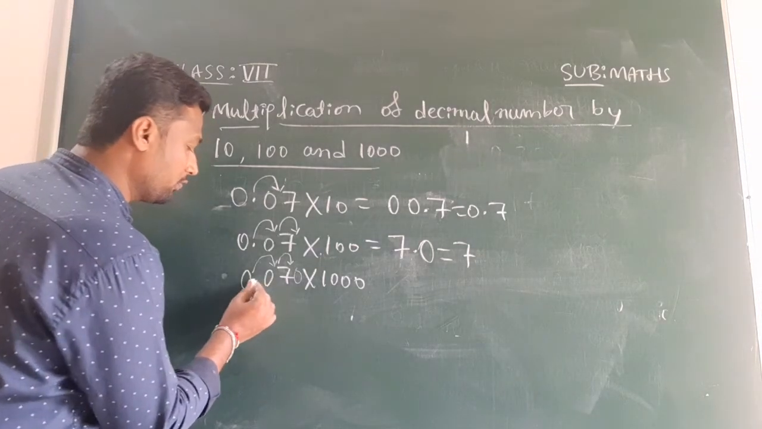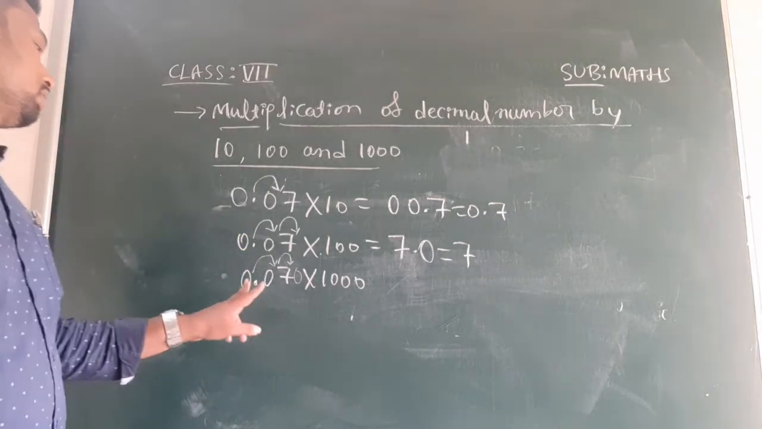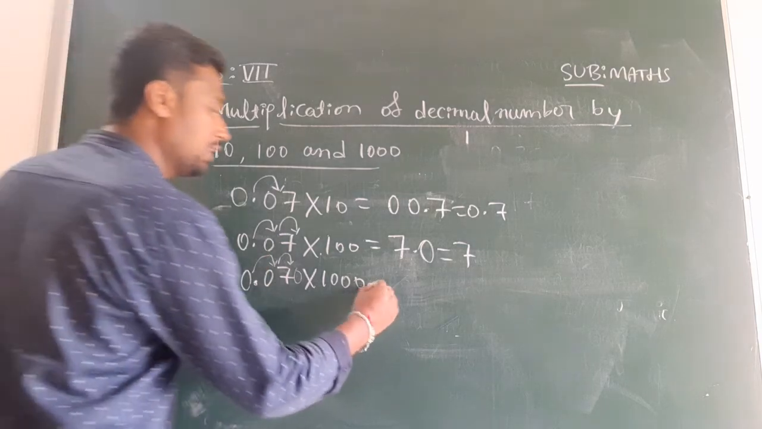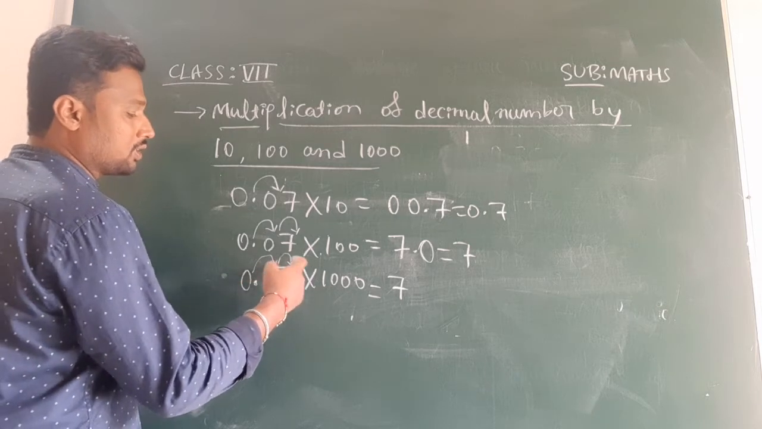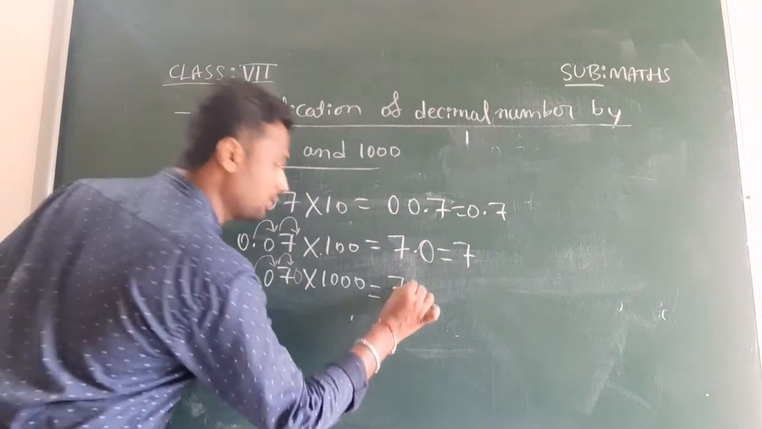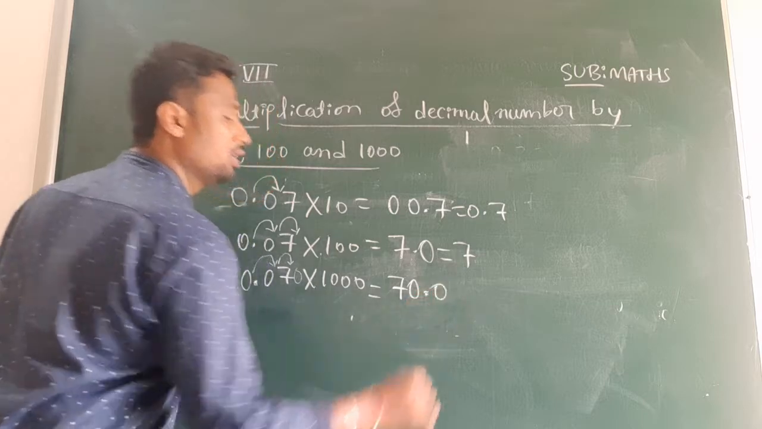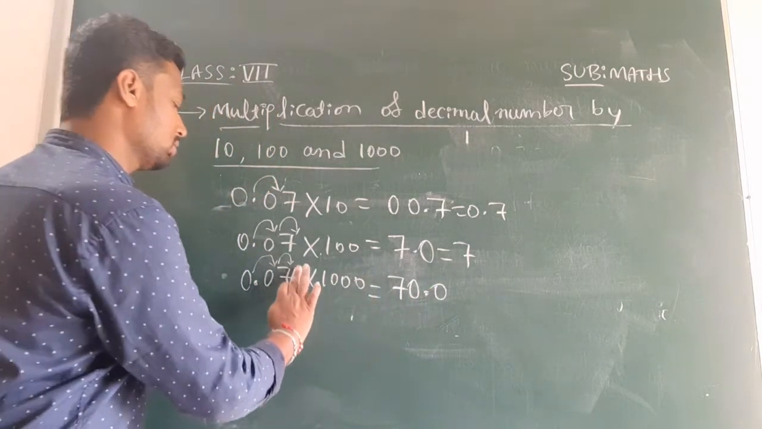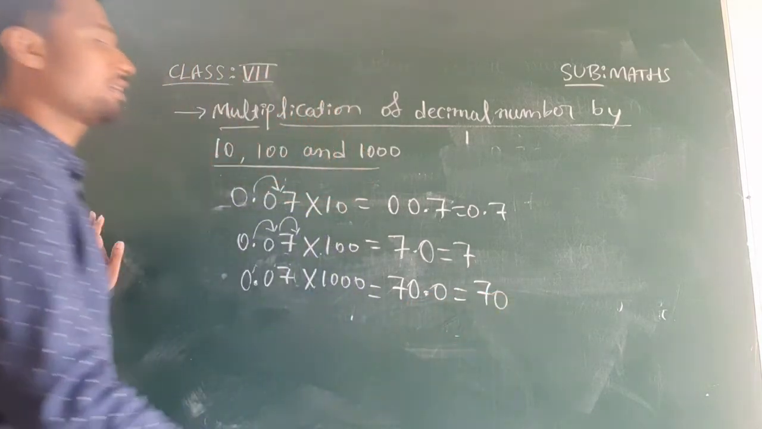So here in front of this 7 we have 2 zeros. There is no value for these 2 zeros if they are before 7. So directly I will write 7, and we have to move this decimal point 3 steps towards the right side. In the third step we don't have any value, so I will consider 0 here. After this I will get the decimal point, and we don't have any value after this decimal point, so I will consider 0. So 70.0, which means we can write directly as 70.